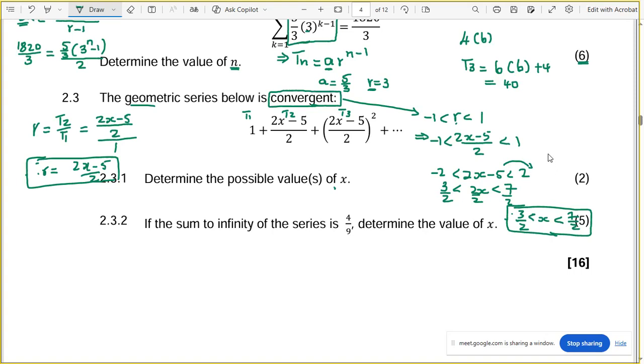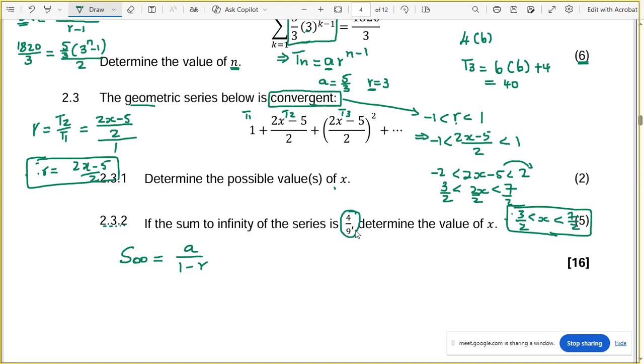Okay, now listen, I need you to pay attention to this. If a geometric sequence is convergent, you can definitely find what we call the sum to infinity. You understand? Yes. And the formula for sum to infinity is a over 1 minus r. You understand? Yes, sir.